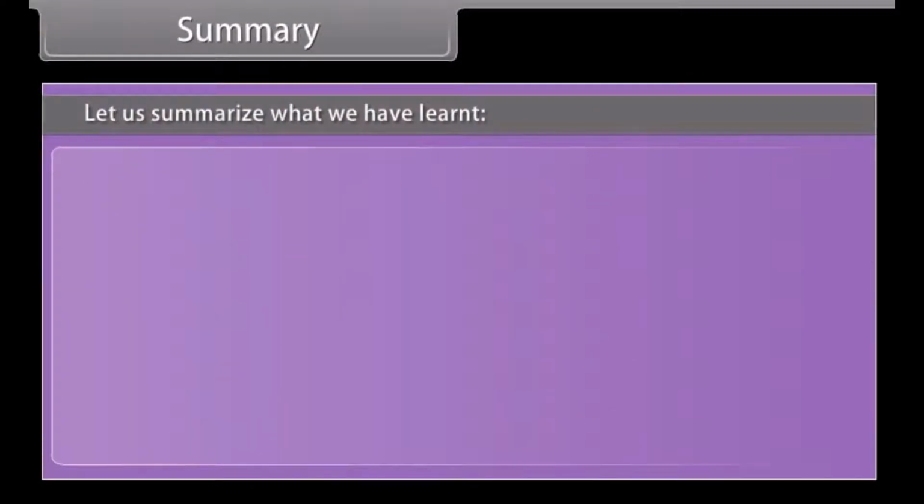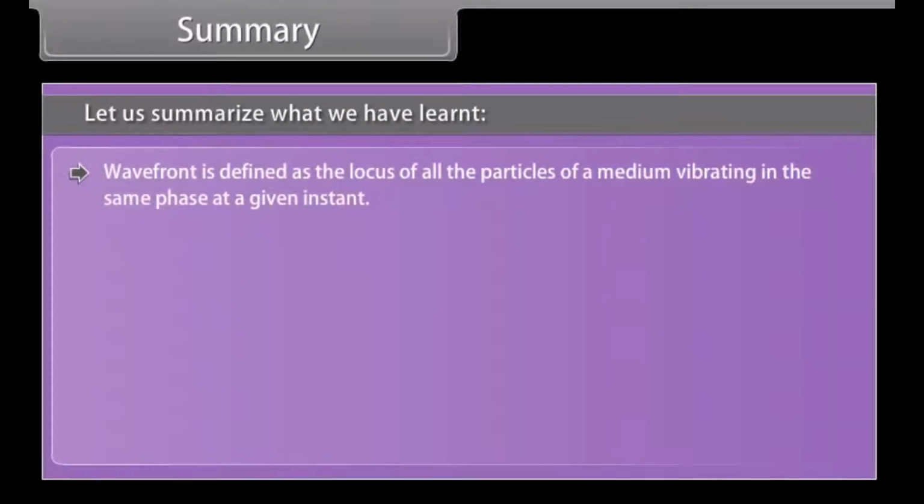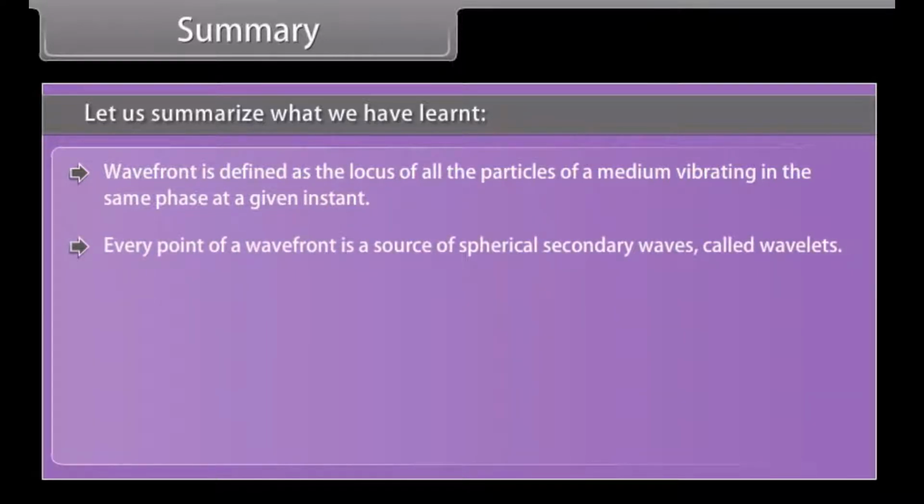Summary. Let us summarize what we have learned. Wavefront is defined as the locus of all the particles of a medium vibrating in the same phase at a given instant. Every point of a wavefront is a source of spherical secondary waves called wavelets.